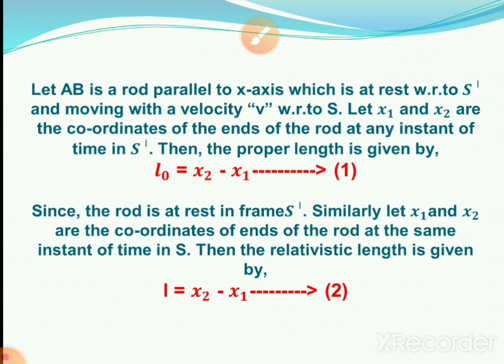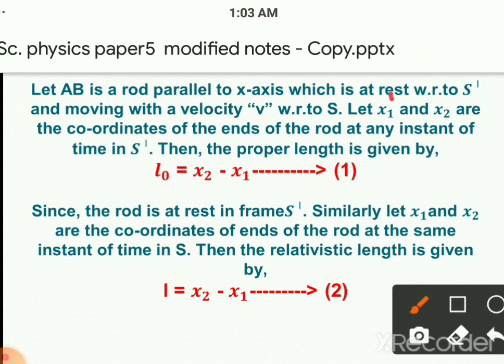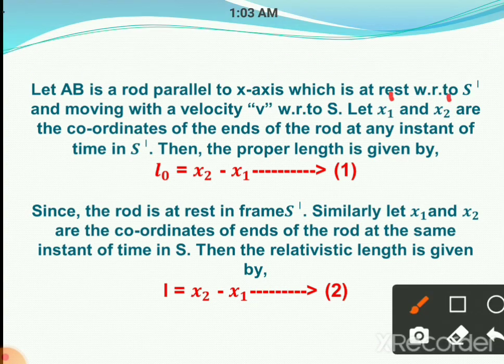Therefore, let x1 dash and x2 dash be the coordinates of the ends of the rod at any instant of time in S dash. Then the proper length is given by L0, which is called the proper length. L0 is equal to x2 dash minus x1 dash.